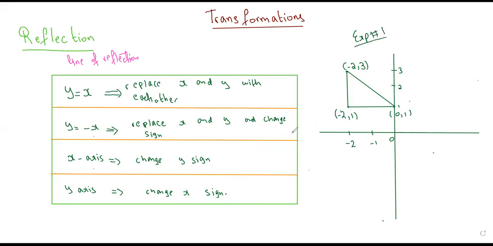Okay, now you have been told that this is an image, this is a shape, and it is reflected by the line y equals x. So I'll make the line of reflection, this line. Now this is your line of reflection, and you need to see what is going to happen when it is reflected about the y equals x line.